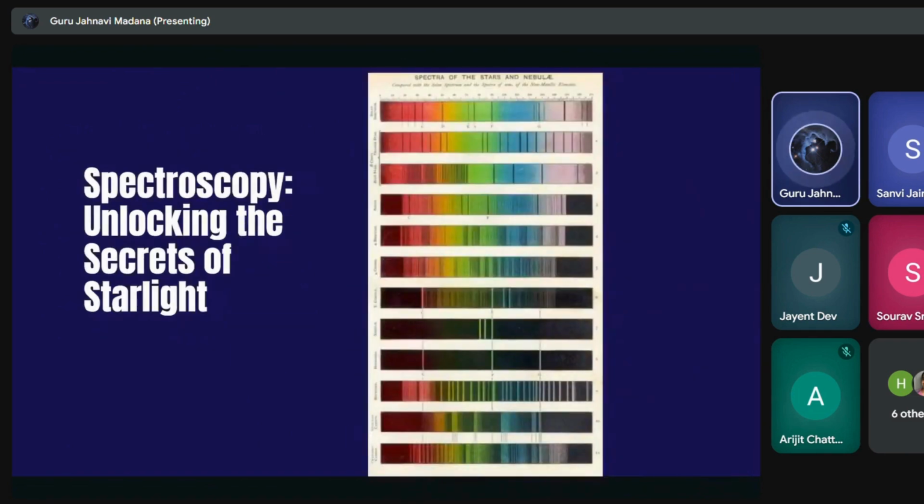Now here's where it gets spicy. Spectroscopy. Imagine turning starlight into a barcode kind of thing, where each color tells you something about the star's temperature, composition, velocity, and many more factors. Without touching a star, spectroscopy tells us what it's made of. Here you can see an example of spectra of stars and nebulae. You can see how it's correlated to barcodes. It was a very major discovery.